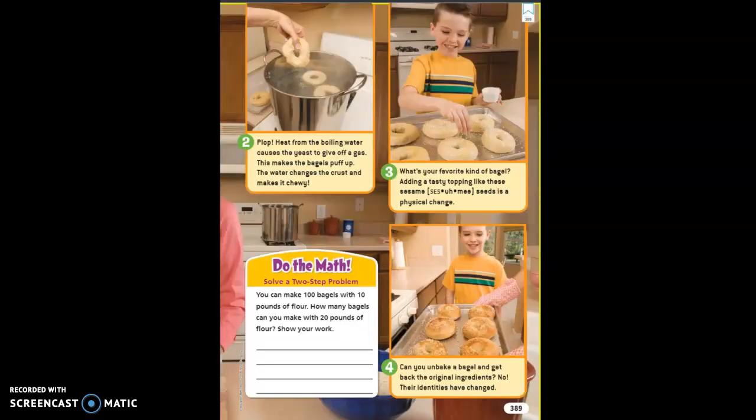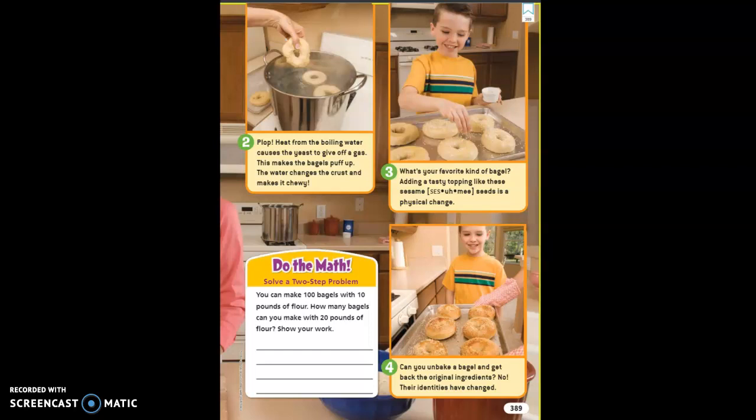Plop. Heat from the boiling water causes the yeast to give off a gas. This makes the bagels pop off. The water changes the crust and makes it chewy. What's your favorite kind of bagel? Adding a tasty topping like this sesame seed is a physical change.